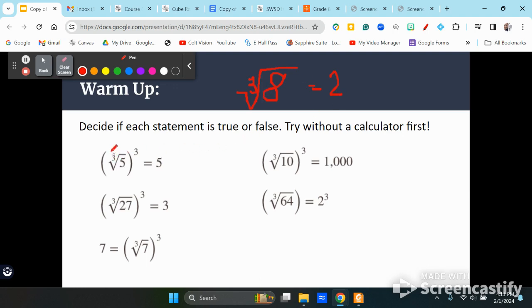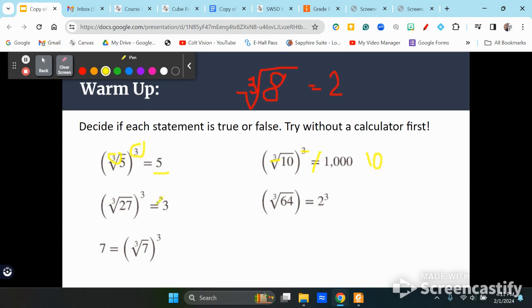So when you have this 3 here, it's saying we're taking the cubed root, and when you have a 3 out here, it says that we're cubing something, so they cancel each other out. So this is true. If I take the cubed root of 5 and then I cube it, my answer is just 5. Same thing here. If I have the cubed root of 10 and then I cube it, the answer would not be 1,000, but would be just 10. So this one's false.